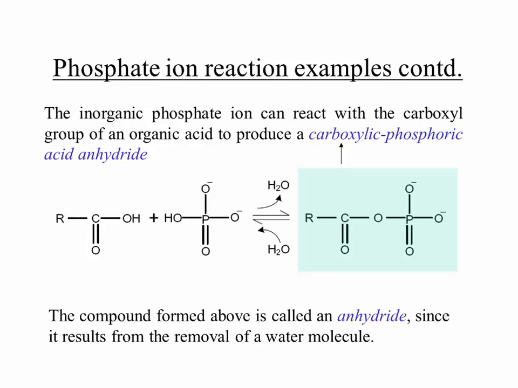Then another example of a phosphate ion reaction is the inorganic phosphate ion reacting with a carboxylic acid to produce what is called a carboxylic phosphoric acid anhydride. Why is it called anhydride? Because this is formed by the removal of a water molecule. So you're taking water away, so it's called an anhydride.